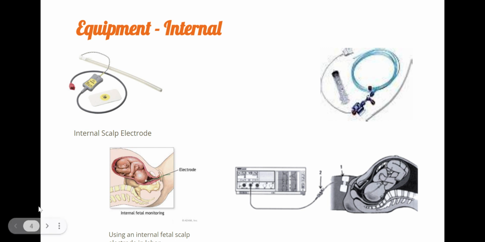This is the internal scalp electrode right here in the top left. You'll see there's a little cable, little wire. It's like twisty. This hard plastic thing does not stay in the mom. It just kind of guides it so that you can get to the baby's head and twist clockwise to kind of screw in this tiny, tiny little wire into the baby's scalp. You have to avoid fontanelles because you don't want to puncture anything that's open like that. And it will give you beat to beat, like an EKG, of the baby's heart rate.